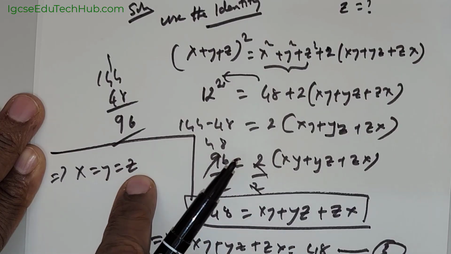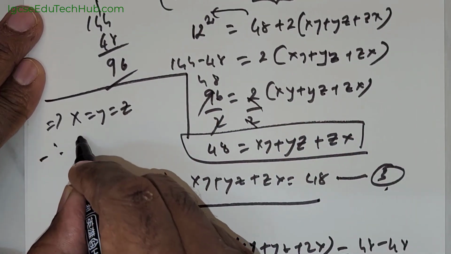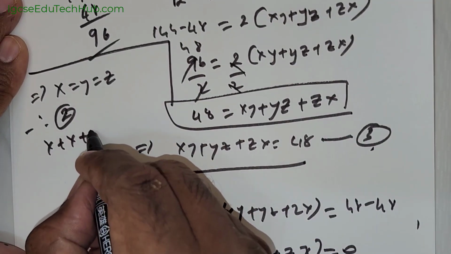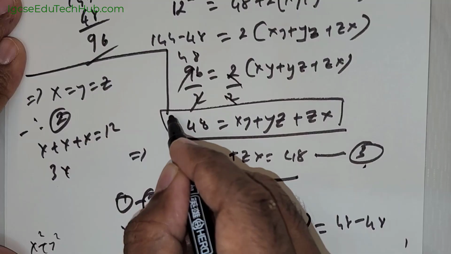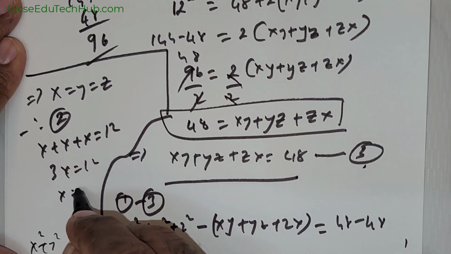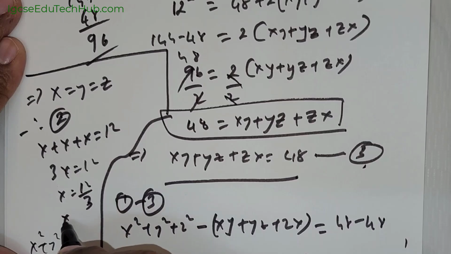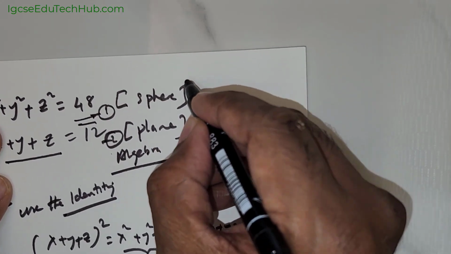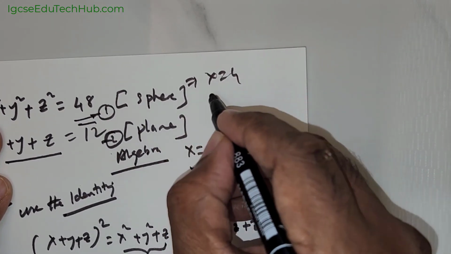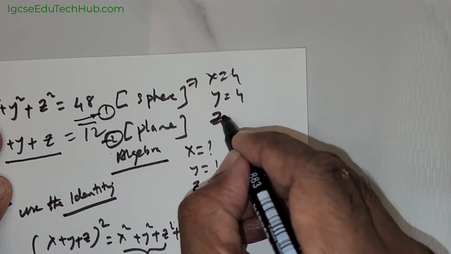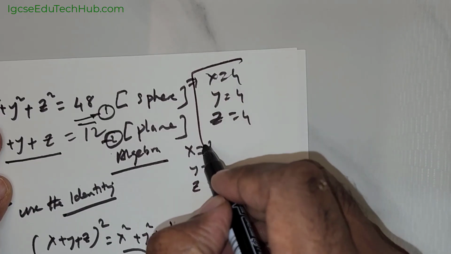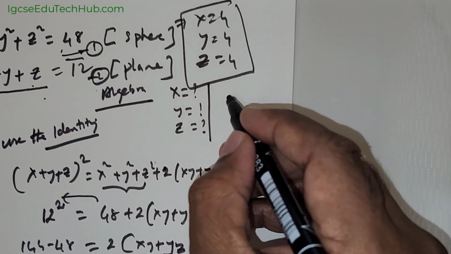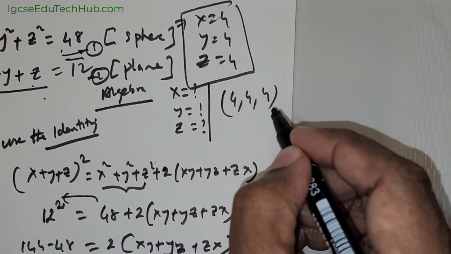So if x is equal to y and y is equal to z, therefore I can write equation 2 as x + x + x is equal to 12, which means 3x is equal to 12, which means x is equal to 12 divided by 3, which means x is equal to 4. So x is equal to 4 is the solution. Not only that, x = 4 is a solution, y = 4 is a solution, z = 4 is a solution. So that means the plane and the sphere meet at the point (4, 4, 4).